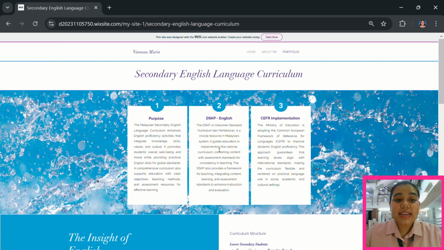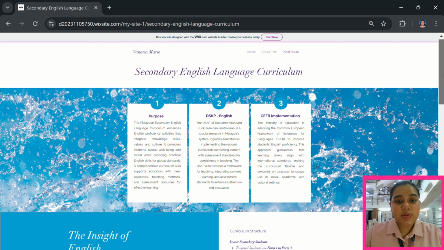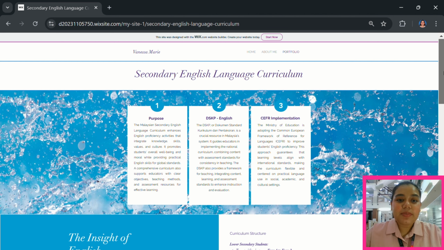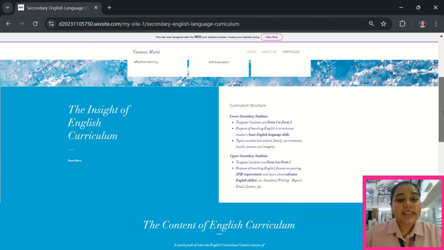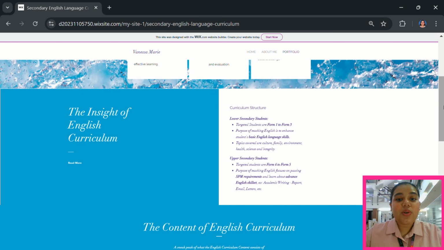So what is CELC? It actually stands for Secondary English Language Curriculum. In Malaysia, the objective of this curriculum is to enhance students' English proficiency and develop them into well-rounded English language learners. The curriculum structure is divided into two levels, lower and upper secondary. Each level consists of content tailored to the target students. As for lower secondary, the focus is on strengthening their basic English skills. Meanwhile, for the upper secondary, the primary goal is to prepare students for the SPM test and also expose them to authentic uses of English across various mediums.